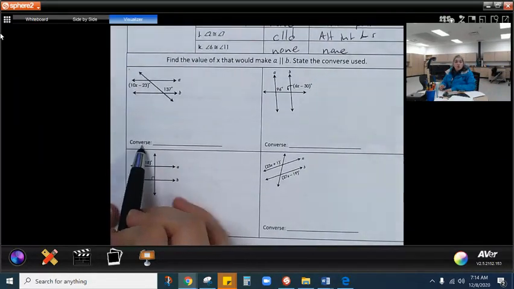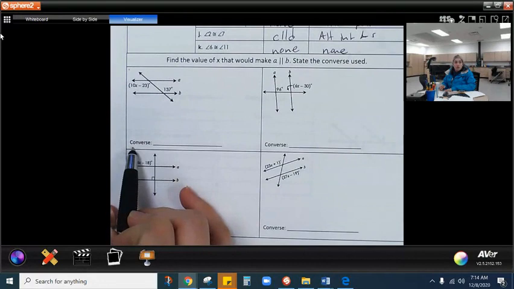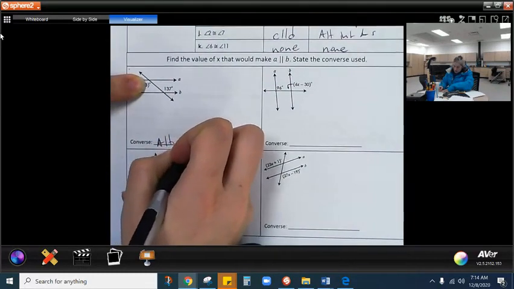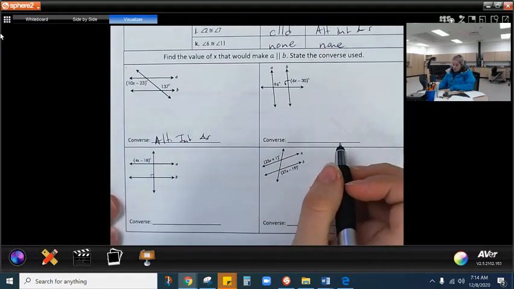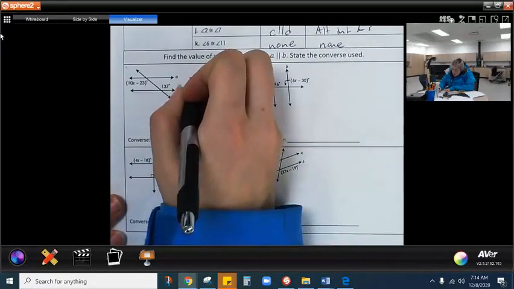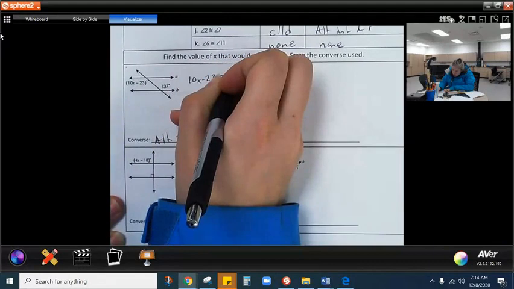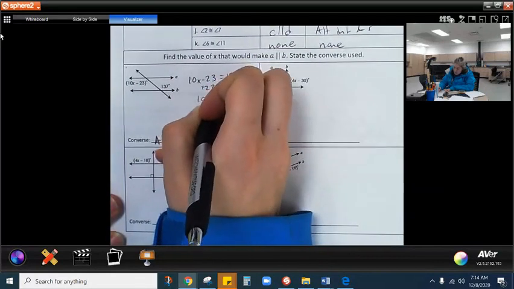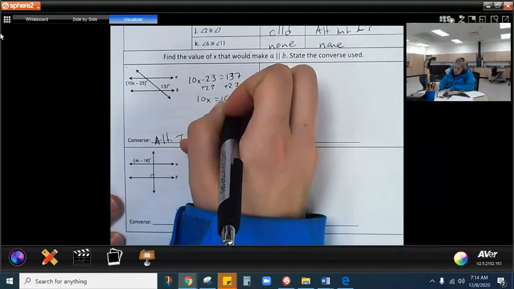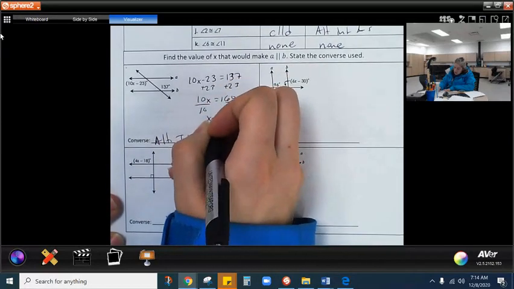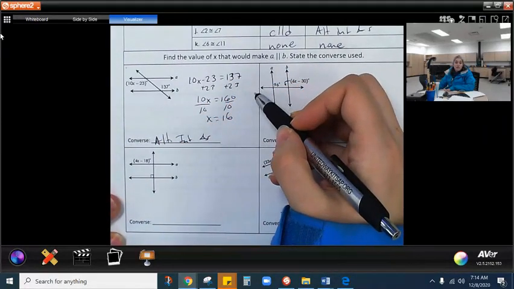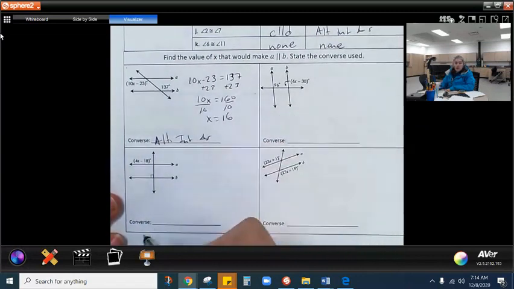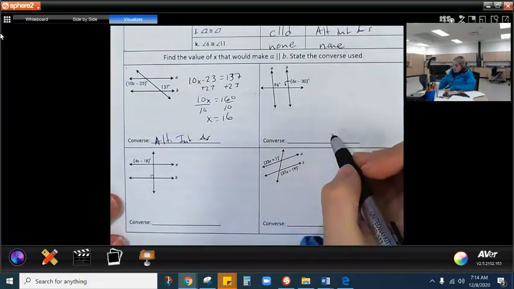So for this one right here, I'm going to encourage you to write down what their relationship is first, okay? What's their relationship? So putting my fingers on these two, I can see that they are alternate interior angles, all right? What should they be? They should be congruent. So that means 10x minus 23 should equal 137. So now I can add 23 on both sides. So I get 10x is equal to 160. When I divide by 10, I get x equals 16. Do not skip steps, all right? Make sure you show everything. So show the adding 23, the dividing by 10. Every step matters.